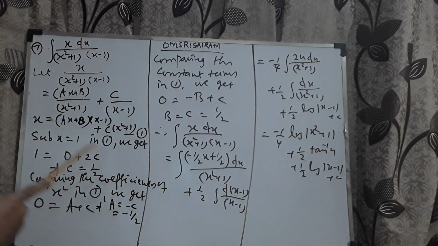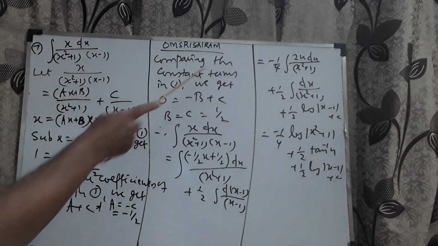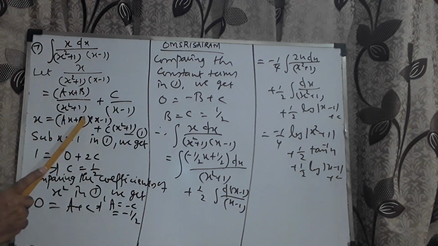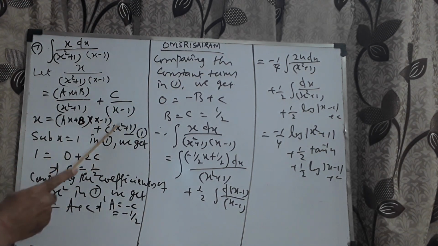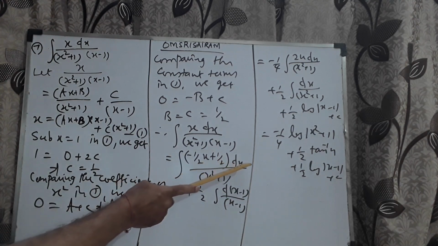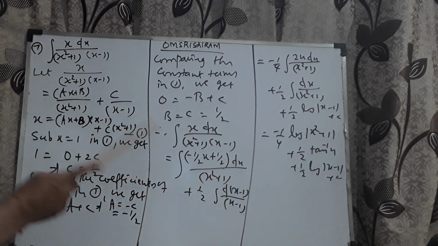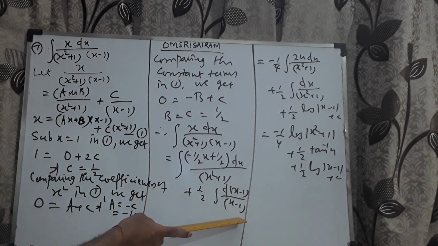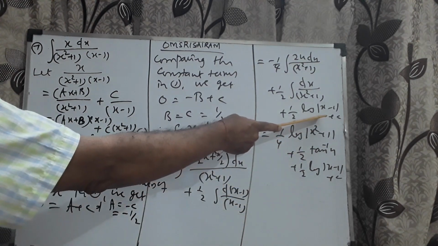Compare the coefficient of x square, 0 is equal to, here ax square plus cx square, therefore a plus c, a becomes minus c, a is minus half. Then comparing the constant terms, 0 is equal to minus b plus c, minus b plus c is the constant in the right hand side, b is equal to c, b is also half. Now the whole integral becomes minus half x plus half into dx by x square plus 1 plus half integral d of x minus 1 by x minus 1, it becomes half log mod x minus 1.